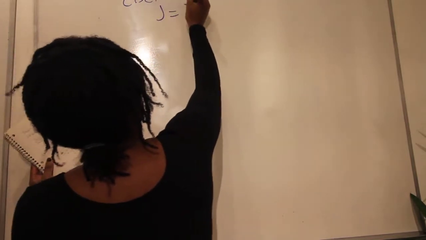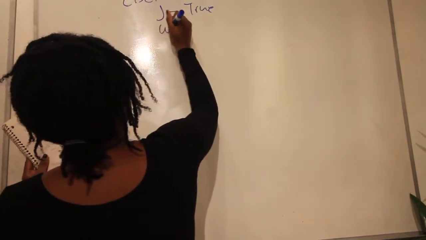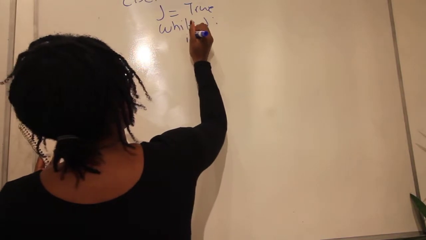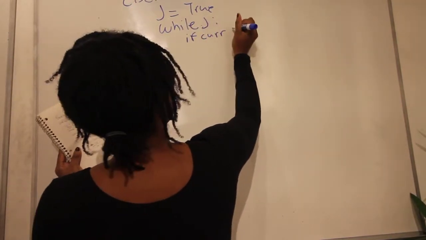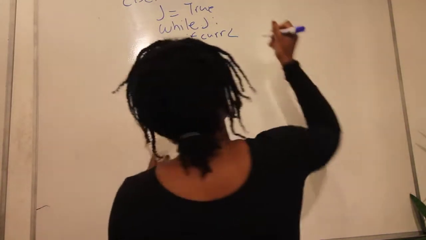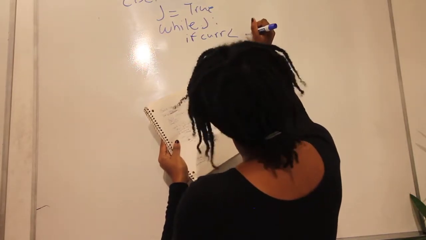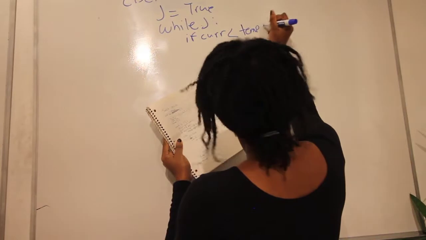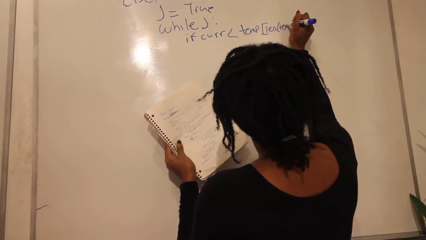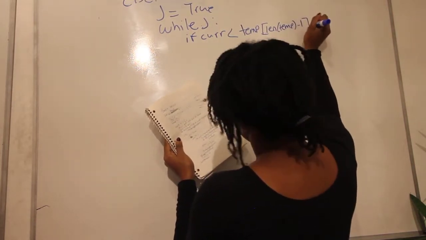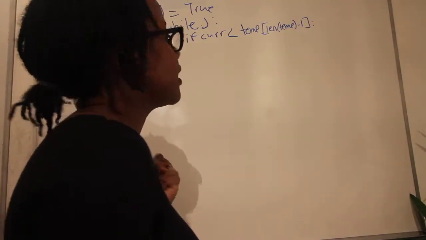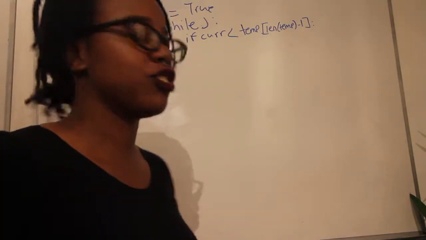Or else, we're going to have a variable called j, and it's going to be equal to true because this is for our while loop. So while j, we're going to check if current is less than the last element in the temporary stack. So temp, length of temp, minus 1. We're gonna pop it off like we did before. We're gonna pop off 10. I'm using that as an example, and we're gonna put it back onto the original stack.